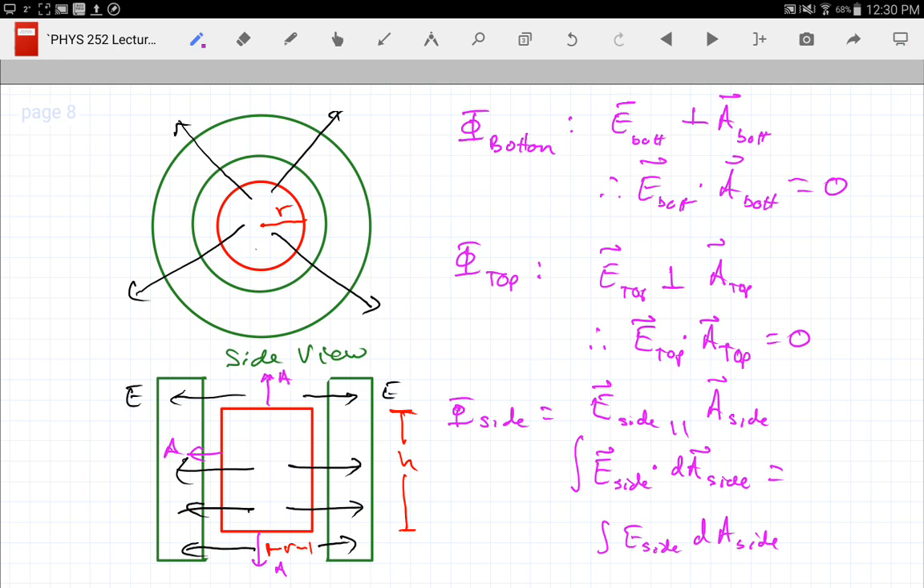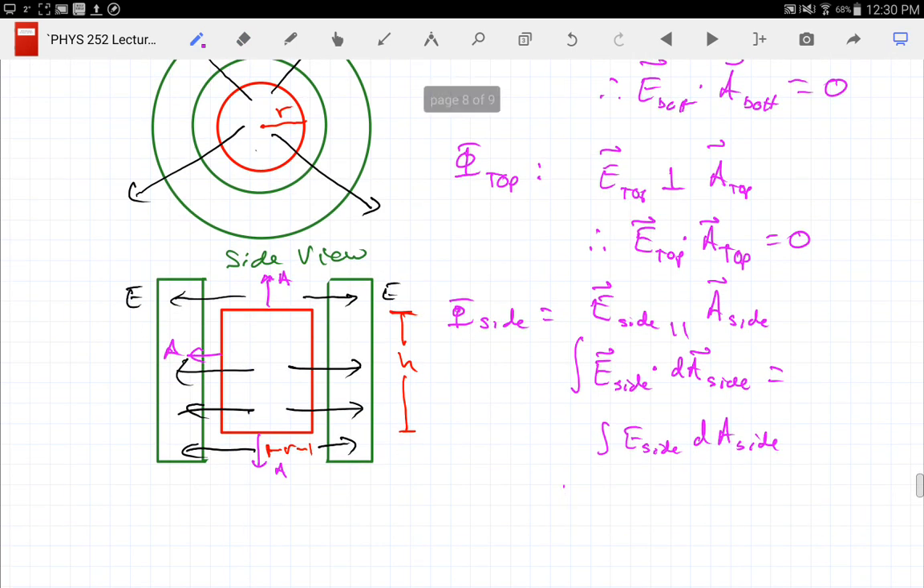But then we go a step further. The electric field can only change as you move in and out. If you move up and down, that's no change because of the symmetry. The electric field can only vary as you move in and out. So because my cylinder, the sides are all a constant radius from the center, what does that tell you about the electric field variation on the surface of my cylinder? It's constant. So we go a step further. E side is constant for constant R.